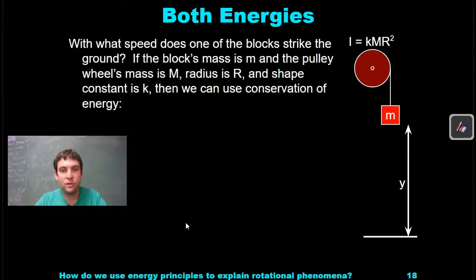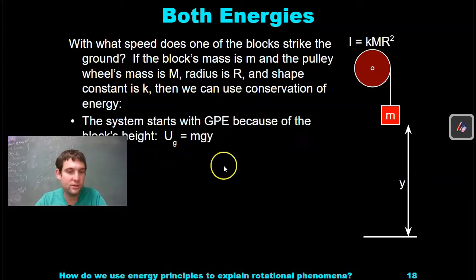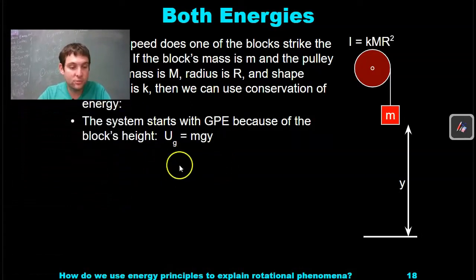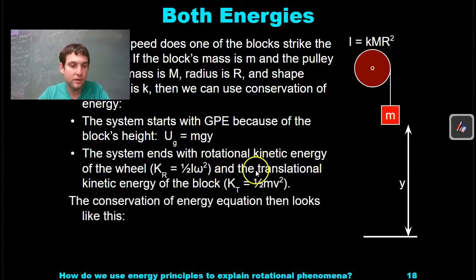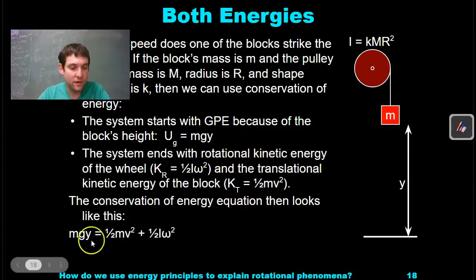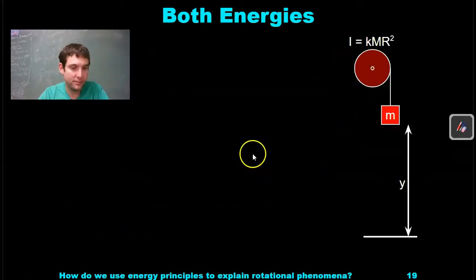With what speed does one of the blocks strike the ground? If the block's mass is m and the pulley's wheel mass is big M, radius r, shape constant k, then we can use conservation of energy. The system starts with gravitational potential energy because of the block's height, mgy. The system ends with rotational kinetic energy of the wheel and translational kinetic energy of the block. So conservation of energy looks like this: gravitational potential energy in the beginning equals kinetic energy of the block plus kinetic rotational energy of the pulley.